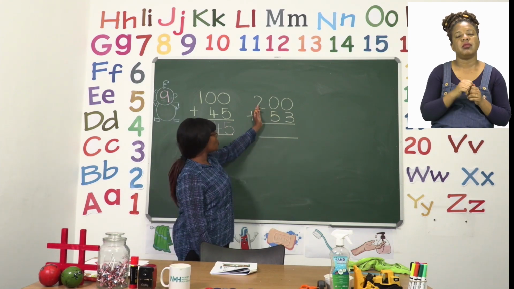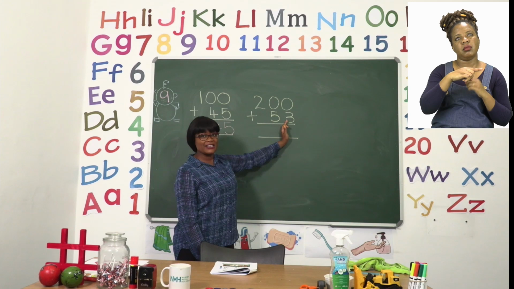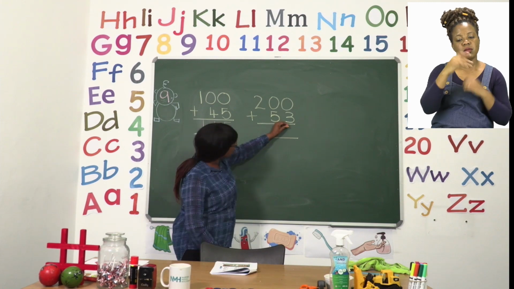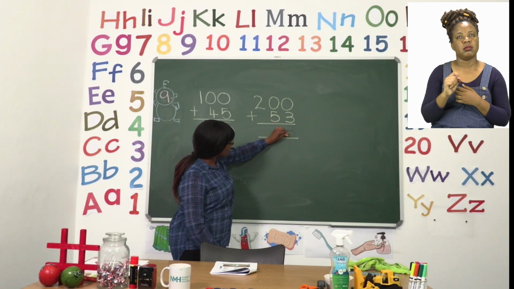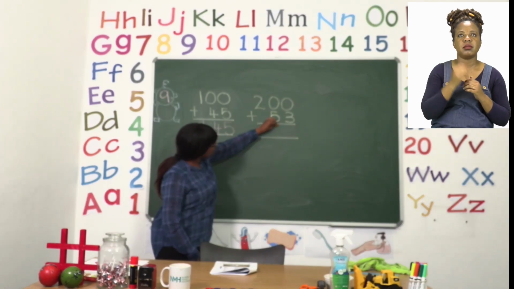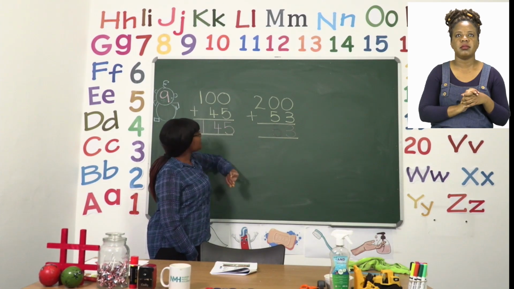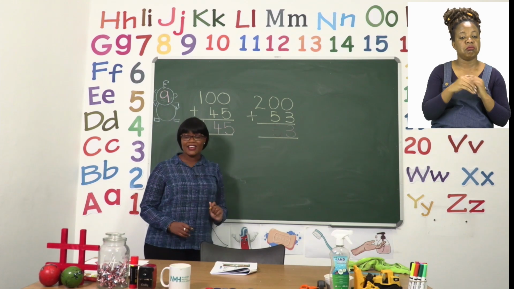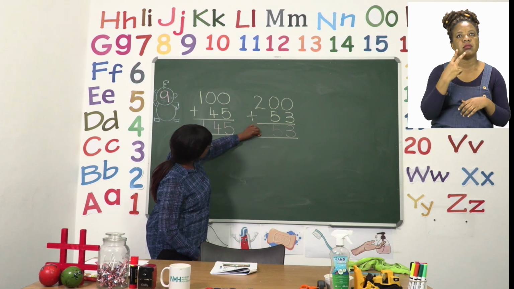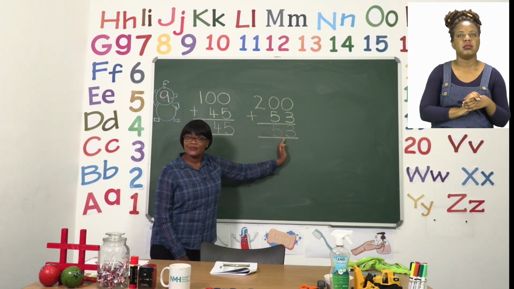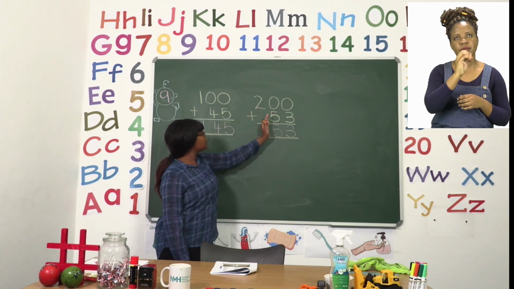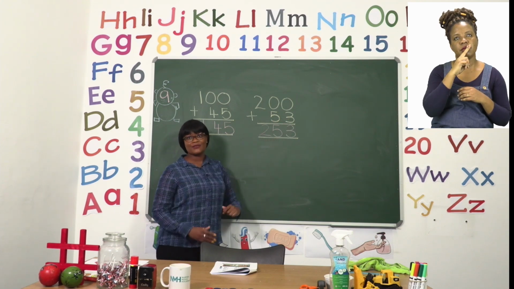Now let's move on to our next one. Our next one says 200 plus 53. We will start with our units and we say 0 plus 3 will give us 3. And then we say 0 plus 5 will give us 5. And now we say 2 plus nothing, which means there's nothing to add or subtract, will give us 2. So our total will become 253, which completes our sum, which now says 200 plus 53 will give us 253.